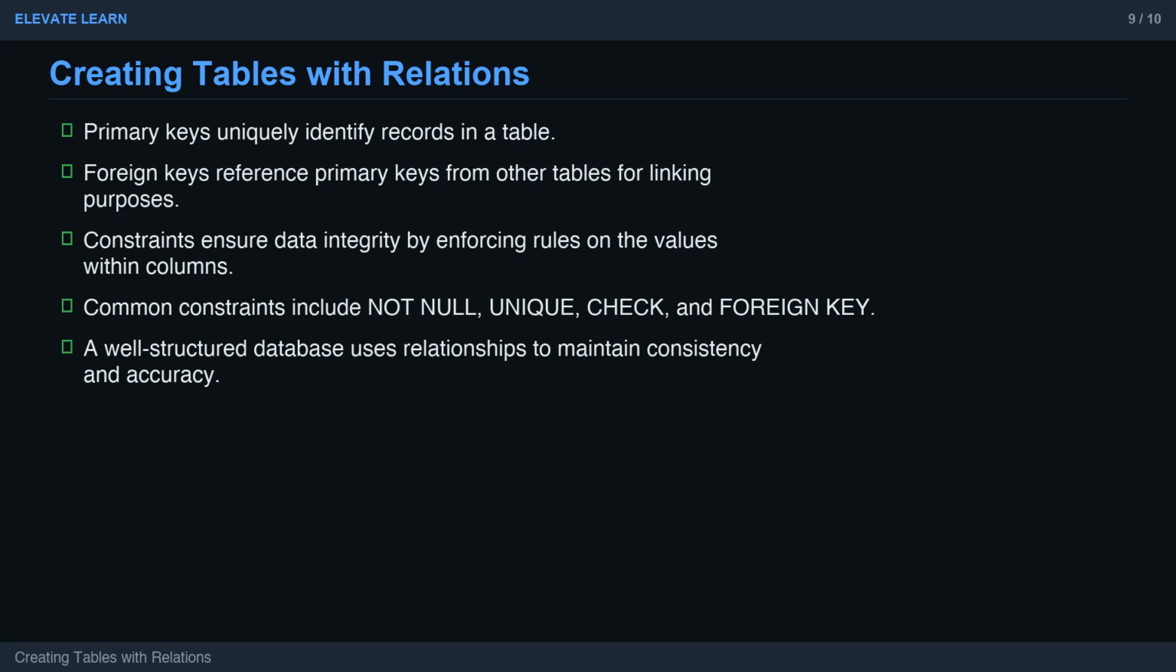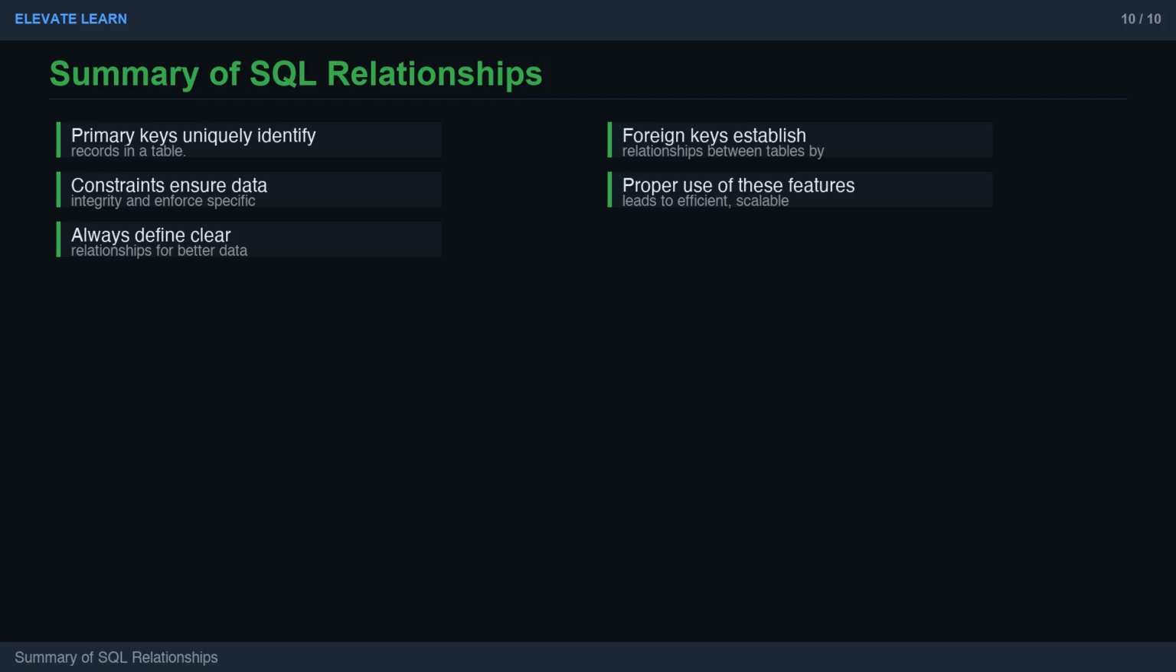Welcome back to our Database Fundamentals series. Today, we're diving into the summary of SQL relationships. First up, primary keys. They act as unique identifiers for each record in a table, ensuring no duplicates. Next, foreign keys are your trusty tools to establish connections between tables by referencing these primary keys. Constraints come into play here too. They ensure that your data remains clean and consistent.